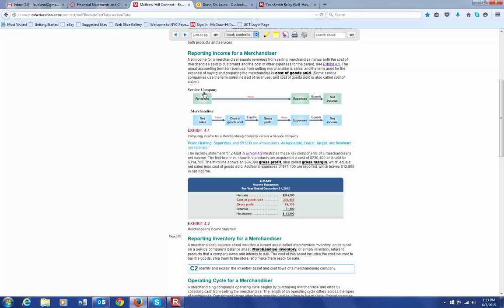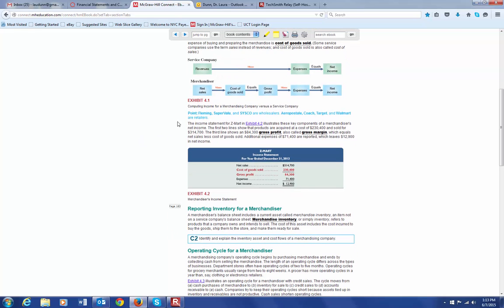So if you look here at the chart, it shows that for a service company you have revenues minus expenses gives you net income. But with a merchandiser, you take net sales, subtract cost of goods sold, so this is the cost of the merchandise that you're selling. That gives you gross profit, and then you subtract your expenses to arrive at your net income. So there's this extra step in here when you're dealing with a merchandiser.